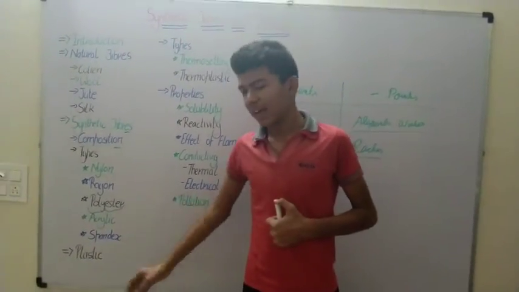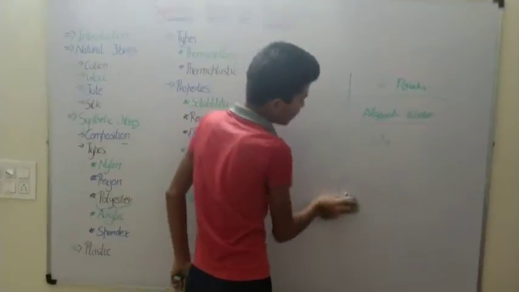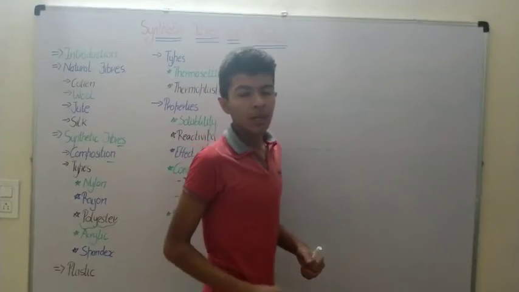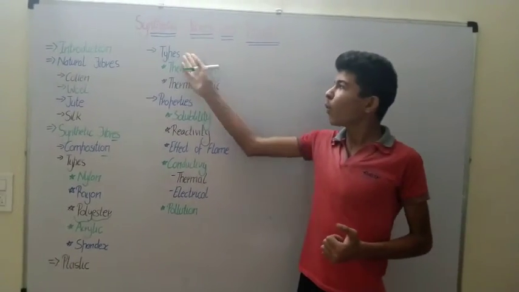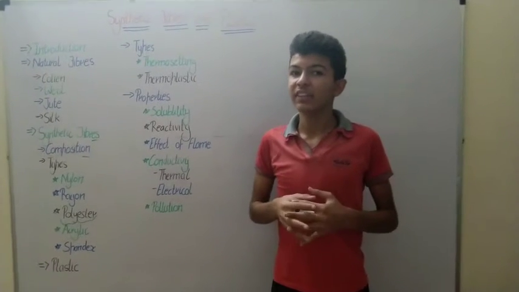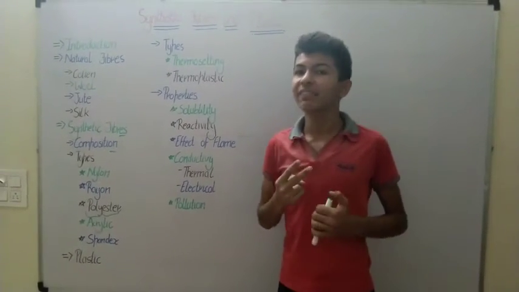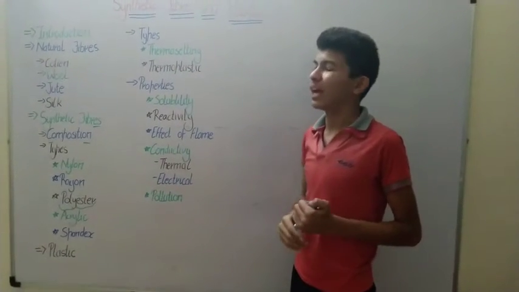Now let's move to the plastic. As we have discussed earlier, the plastic is also a type of polymer. So what are the different types of plastics that we use in our daily lives? They are mainly classified into two types, which are thermosetting plastics and thermoplastics.